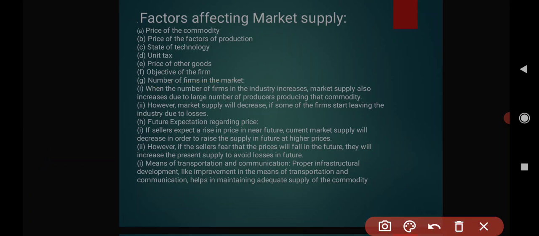Besides these, there are other factors affecting market supply, that is price of the commodity, price of the factors of production, state of technology, unit tax, price of other goods, objective of the firm, and number of firms in the market. If the number of firms is large in the market, then the supply will increase. But if the number of firms is few, then the supply will not increase as per its demand.